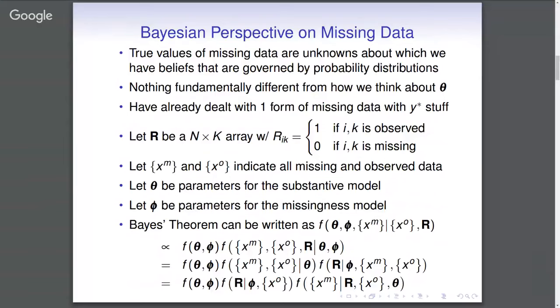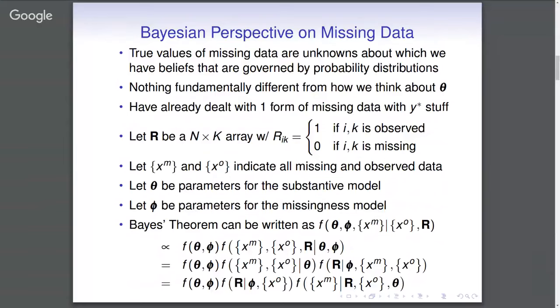So we know that some of X is going to be observed. We know that some of X is going to be missing, but we don't know which is which yet. So at this point, all the X's are sort of to be determined. And the same thing with R. We know it's going to be n by k. We know it's going to have 0s and 1s, but we don't know which cells are 0 and which are 1 yet.